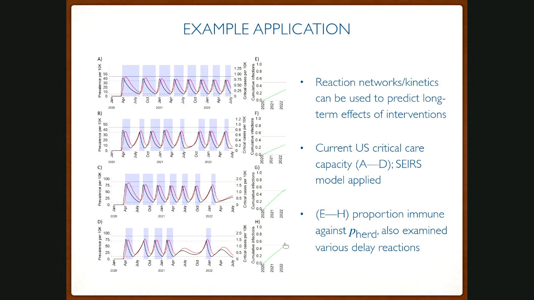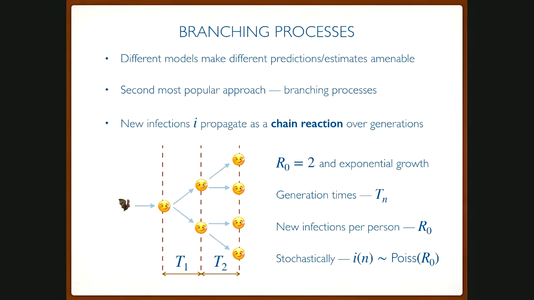So this is all examples of these models, which start off from a very simple chemical kinetic basis, being used to inform and understand policy. I'm going to move away a little bit for the second half of this talk to another type of model, and that's what's called the branching process model.